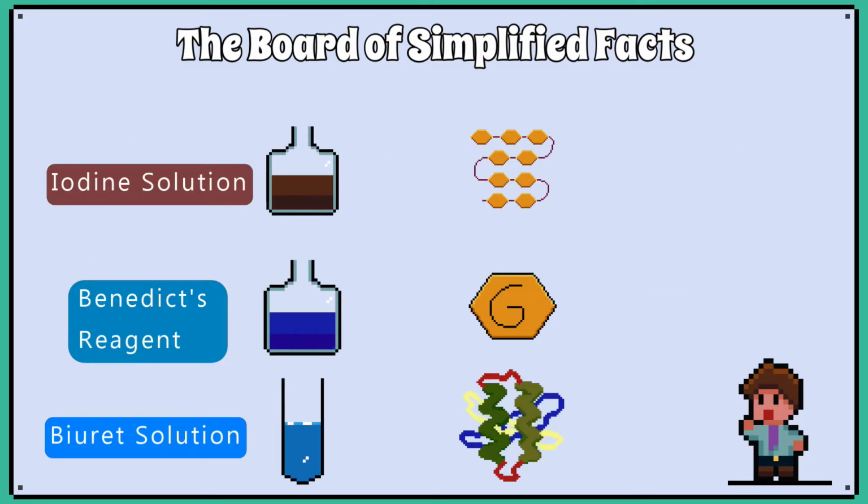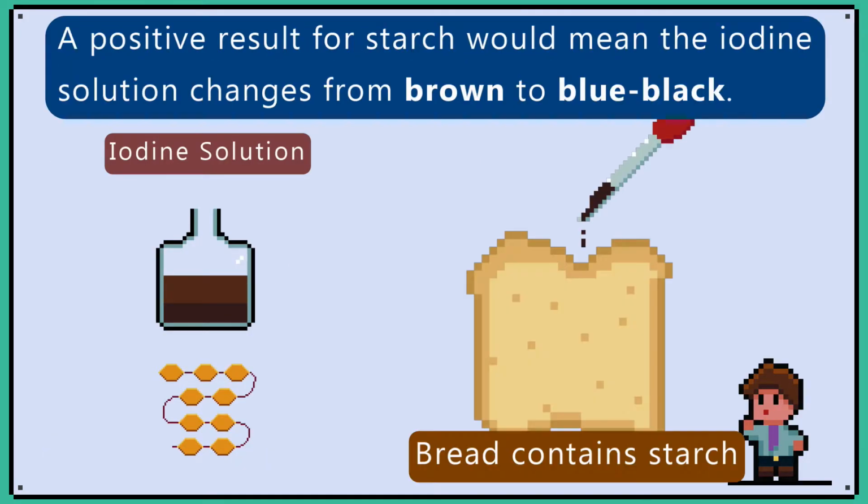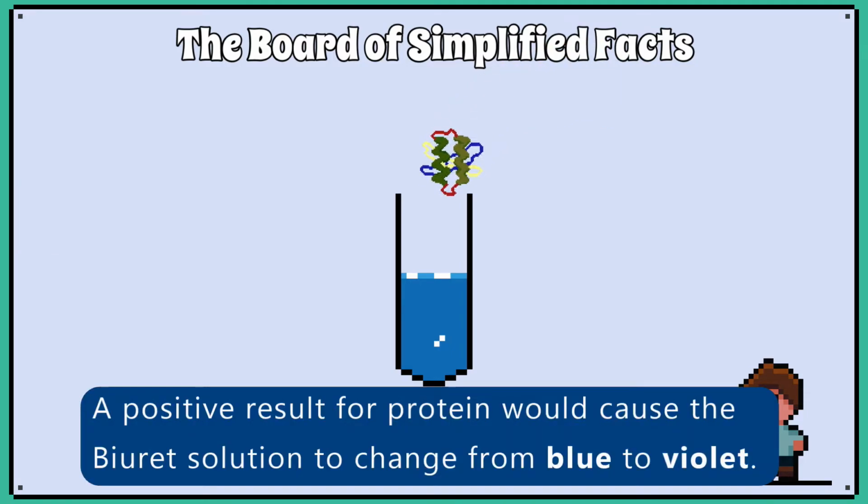You must also learn the food tests, which can tell you if you have starch, protein, or glucose in your food. We use iodine solution to test for the presence of starch. A positive result for starch would mean the iodine changes from brown to blue-black. Biuret solution is used to test for the presence of proteins. A positive result for protein would cause the solution to change from blue to violet.